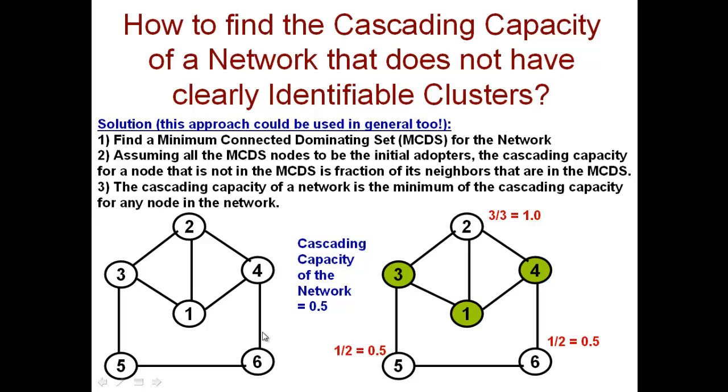So for example, given this network, we see that 1, 3, 4 will be the MCDS. So for the other nodes, what fraction of the neighbor nodes are in the MCDS? For node 2, all its 3 neighbors are in the MCDS. So the cascading capacity of node 2 is 1. For node 5, one of its 2 neighbors is in the MCDS, so the cascading capacity of node 5 is 1/2, 0.5. Similarly, for node 6, one of its 2 neighbors is in the MCDS, so its cascading capacity is 0.5. So now the minimum of 0.5, 0.5 and 1 is the cascading capacity of the network.